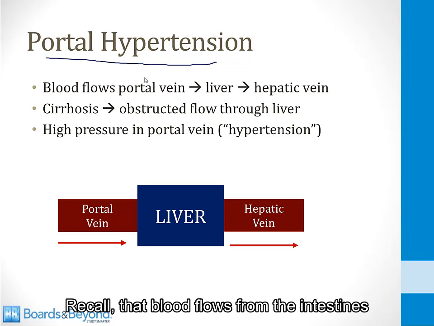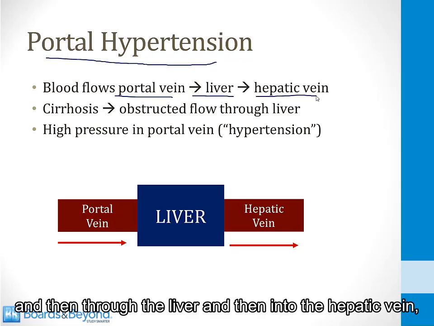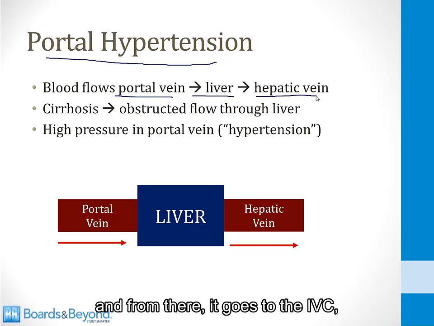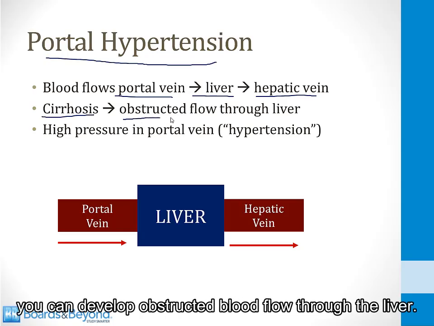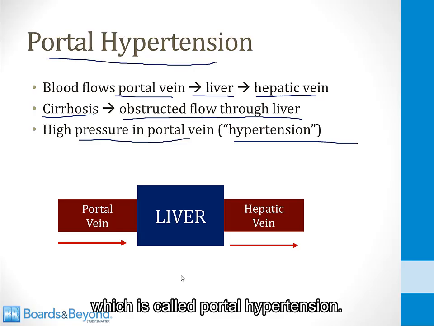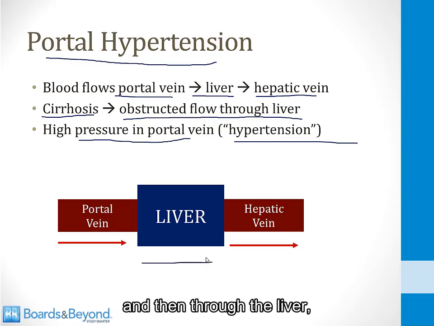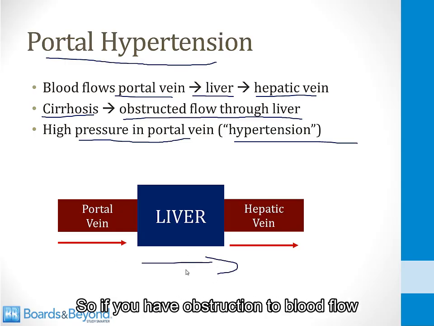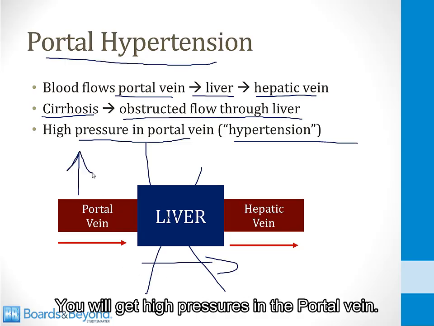Recall that blood flows from the intestines through the portal vein and then through the liver and then into the hepatic vein, and from there it goes to the IVC in the right side of the heart. If you have cirrhosis of the liver, you can develop obstructed blood flow through the liver. This results in high pressure in the portal vein, which is called portal hypertension. And here's a drawing on the screen here just to show you that blood moves through the portal vein and then through the liver and then into the hepatic vein. So if you have obstruction to blood flow through the liver, you will get high pressures in the portal vein.